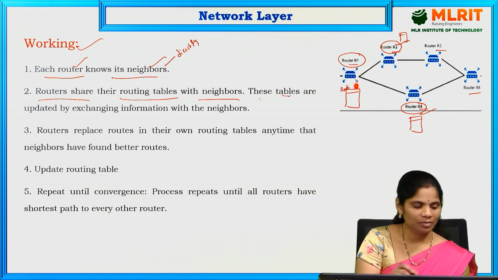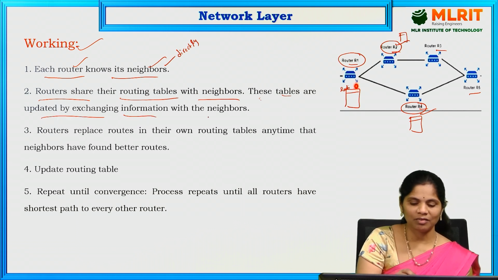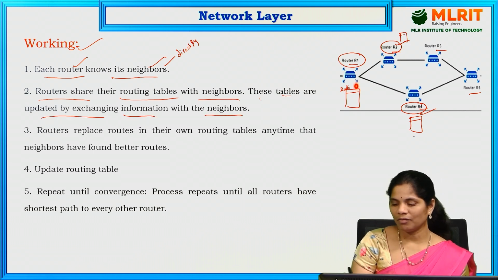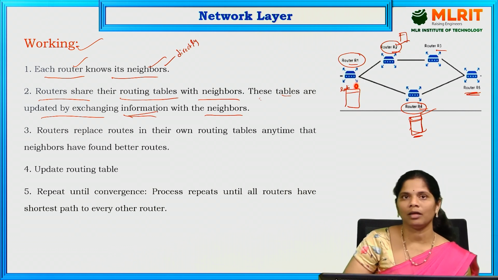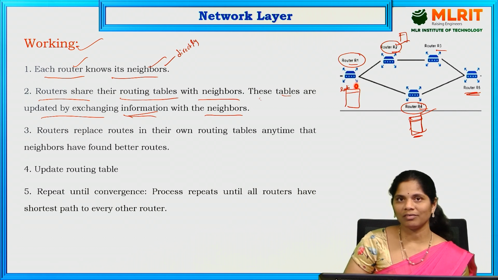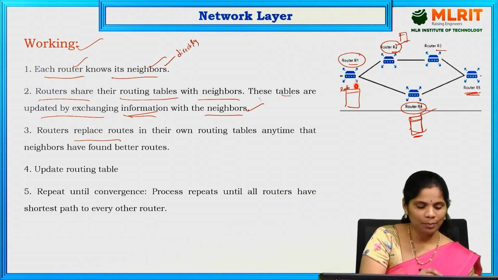So these tables are updated by exchanging the information with the neighbors. Whatever tables the routers create can be changed automatically whenever they communicate with the other neighbors, meaning other routers. Whenever a shorter distance is found, the table is updated automatically. That is the condition.